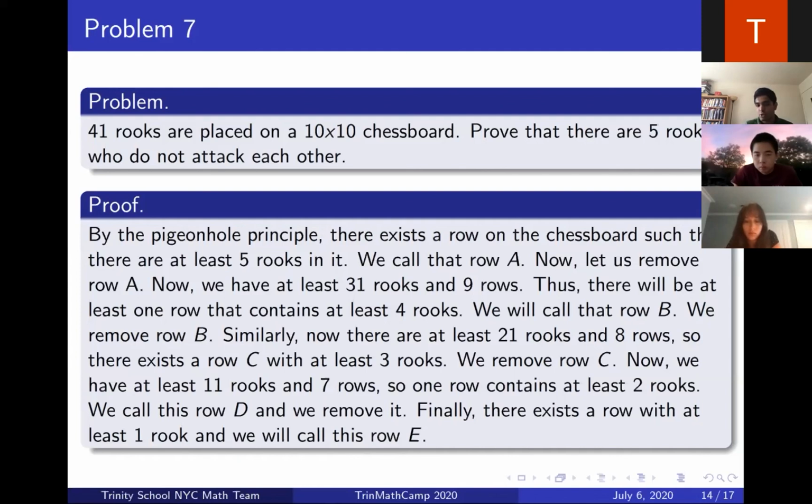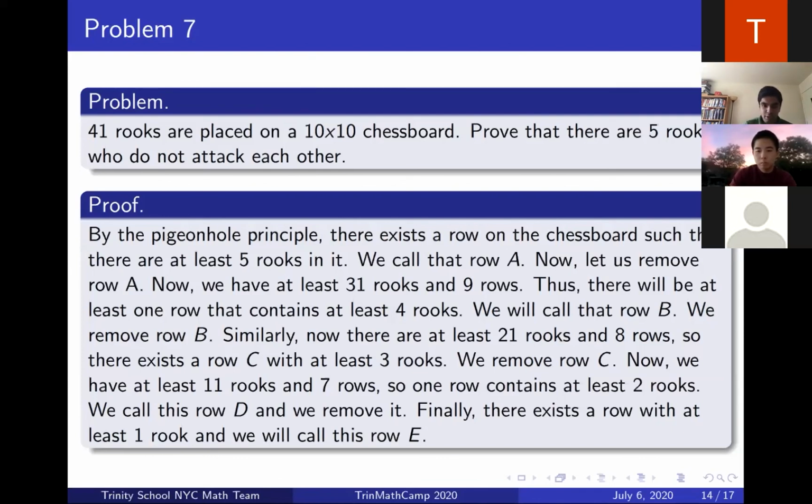And we apply the pigeonhole principle again to these 21 rooks and 8 rows. So there exists a row C with at least 3 rooks. And now we remove row C again, and we have at least 11 rooks and 7 rows. So applying corollary 2 again, one row contains at least 2 rooks. We will call this row D, and then we'll remove it again. And then we'll finally consider a last row with at least 1 rook, because we took away 10 rooks for the worst case scenario. And so it'll have at least 1 rook, and we'll call this row E.